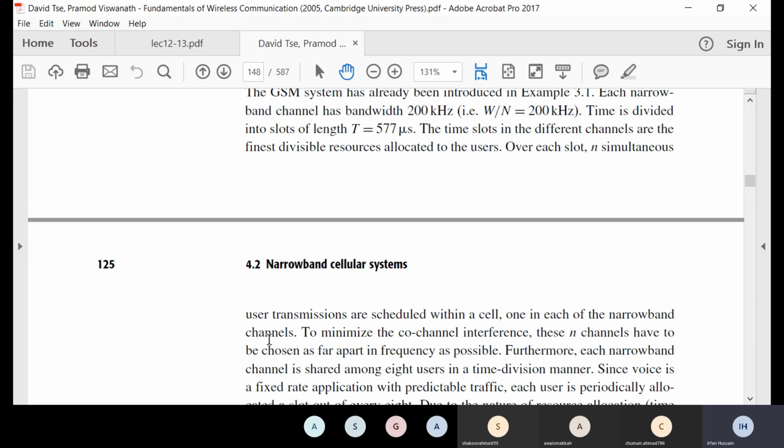But actually more users will be communicating because of this multiple access resource. You are dividing them in time, hence more users will be there, at least n into 8. If let us say n channels are 7, and each channel is divided into 8 users, then 8n users will be there.